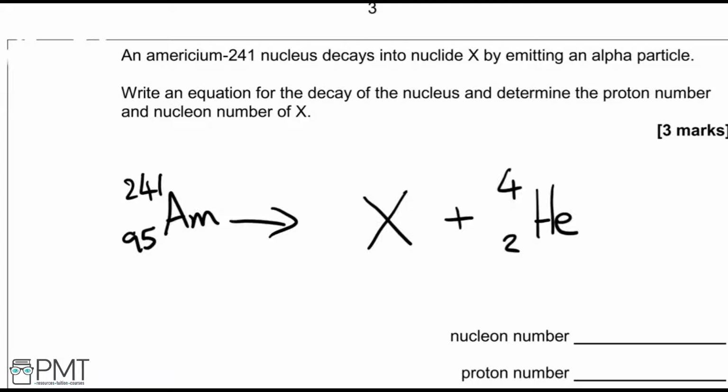So a helium nucleus is released. So there are 4 nucleons released from this 241. So if we do 241 minus 4, we're going to end up with 237. And if we do 95 minus 2, which is the number of protons, we are going to end up with 93. So whatever our nuclide is, those are the resulting numbers. So we just write those in at the top, at the bottom.